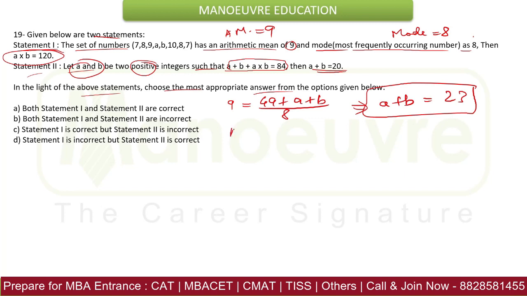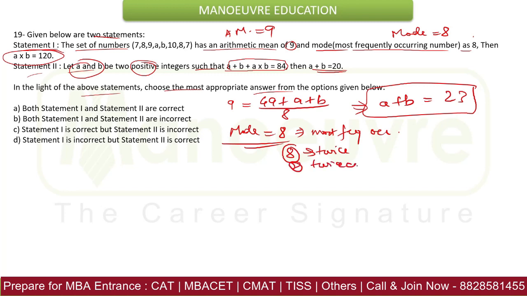Okay, now the mode is given as 8. So here, if the mode is 8, that means 8 is the number which is most frequently occurring. Now 8 occurs twice, 7 occurs twice. So if 8 is most occurring, then the value of A or B must be equal to 8. Only in that case it will be 8.